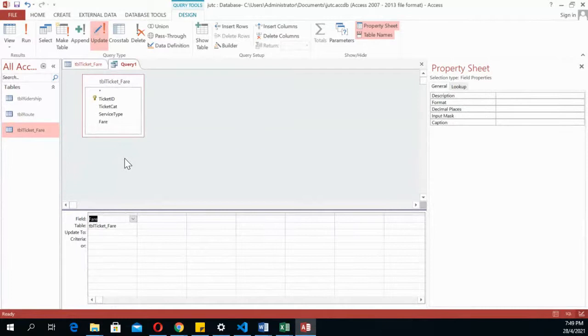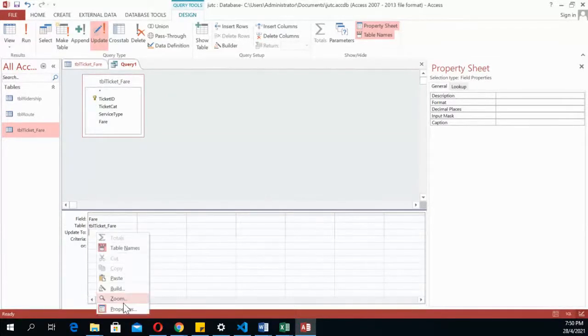10%, but it's based on a condition, so you have to put in the condition to do the update. How are you going to do that? Sir, in the criteria, we would do a formula. Go on, but are you sure it's criteria? Well, we're using an IF statement, but where do we put it? Update To.